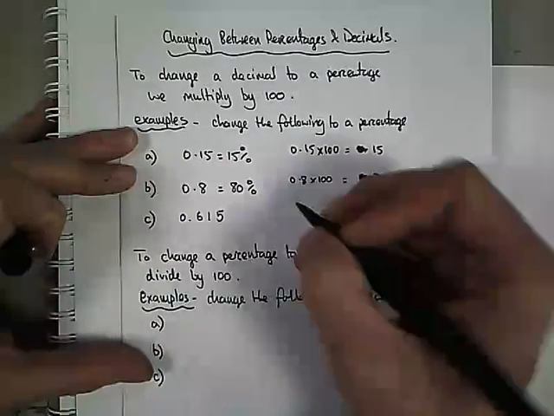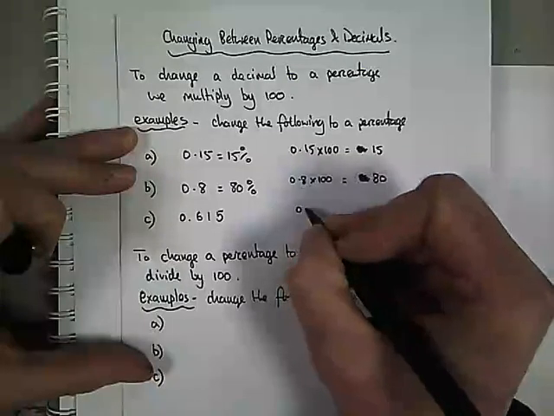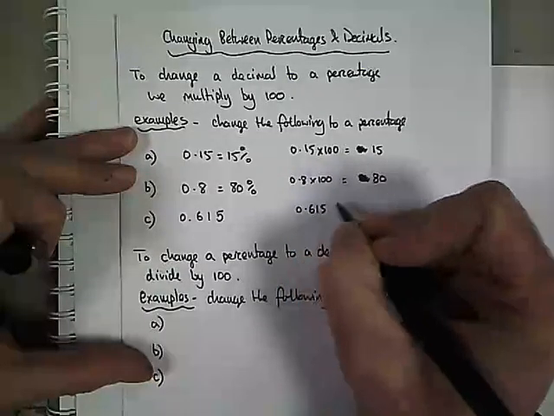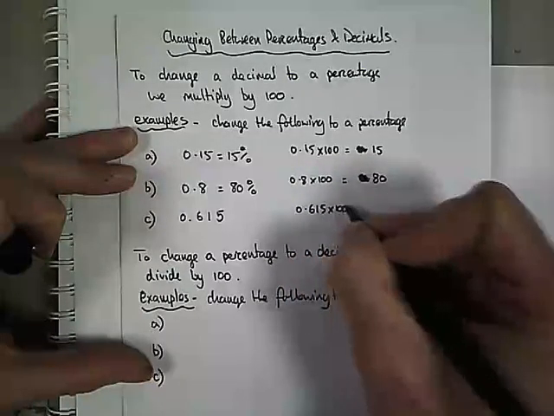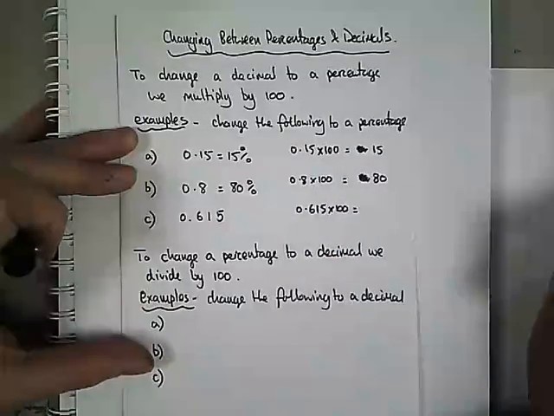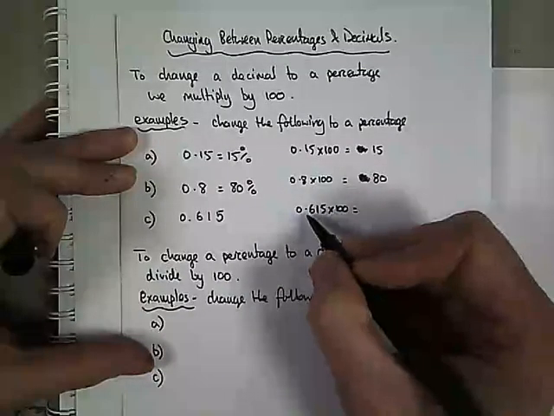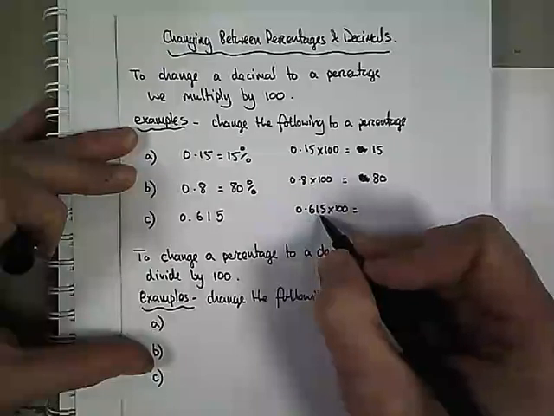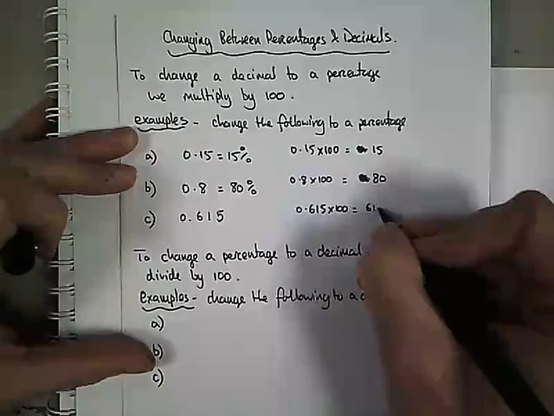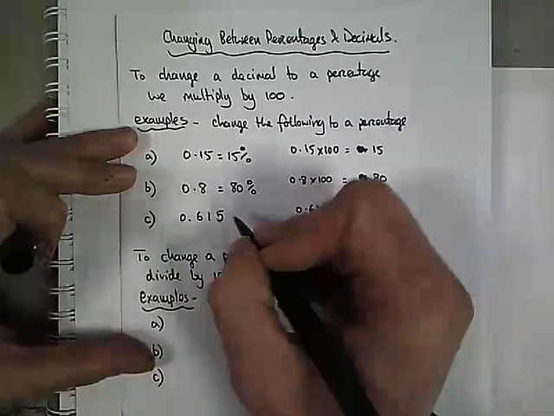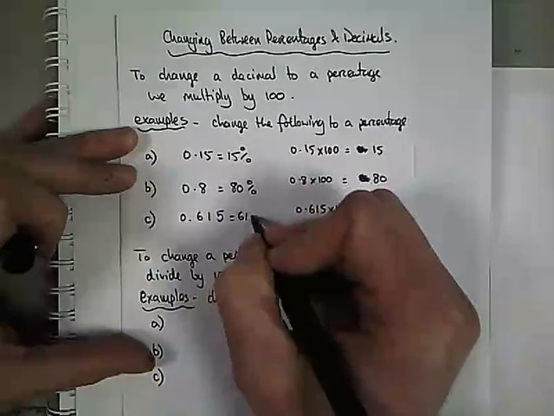0.615, that's a little bit different, but the same process applies. So we need to times it by 100 to get our percentage. So move the decimal point once, move the decimal point again, then I get 61.5. And so my percentage is 61.5%.